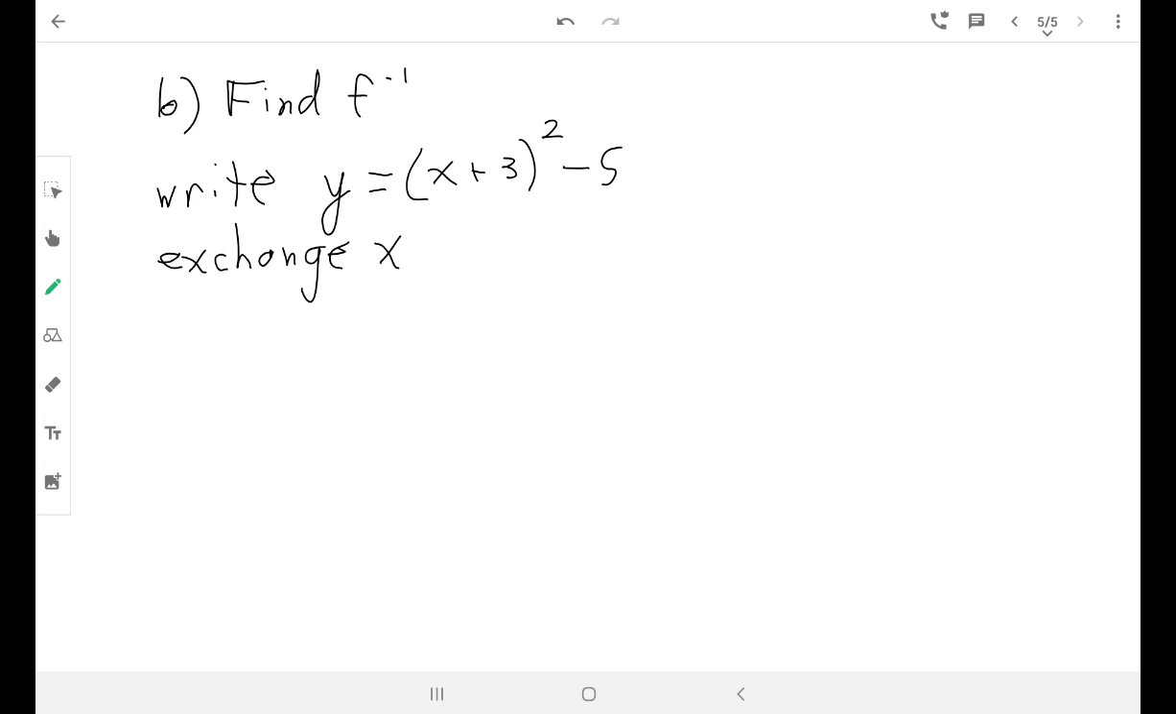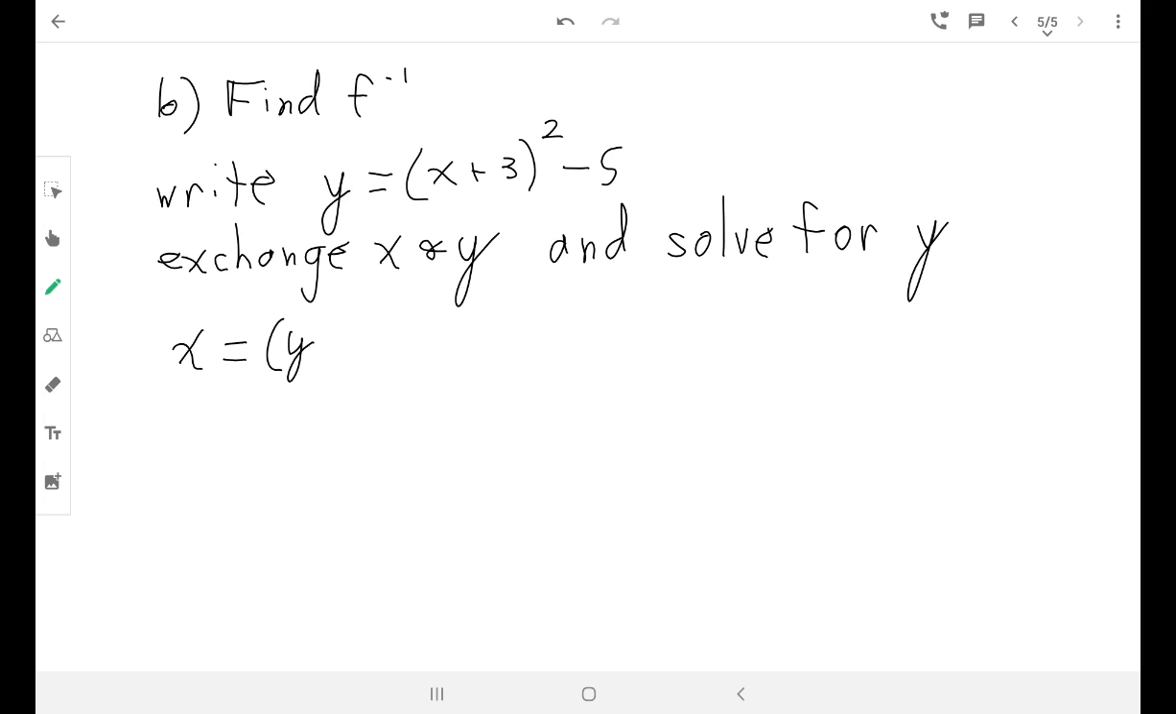Step two is to exchange x and y. Every x becomes a y, every y becomes an x, and solve it again for y. Okay? And the way that's going to work is, I'm going to write it this way. x equals, and then I'm going to put (y plus 3) all squared minus 5. And what we're going to see is that if I solve it for y, some things are going to happen. So let me start solving it for y.